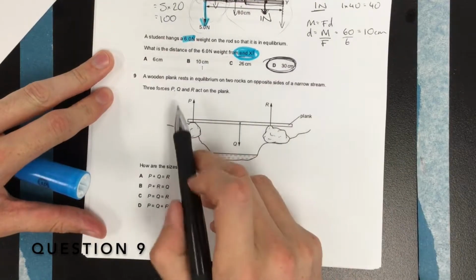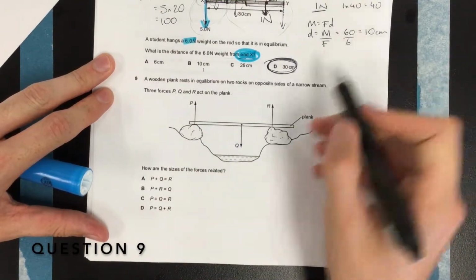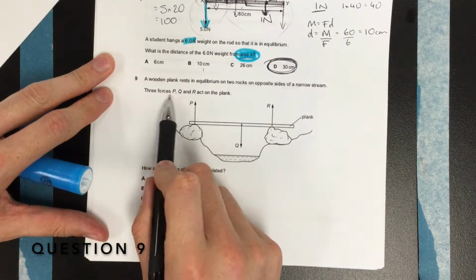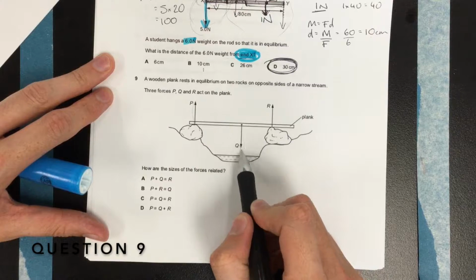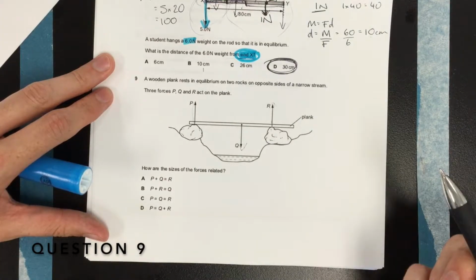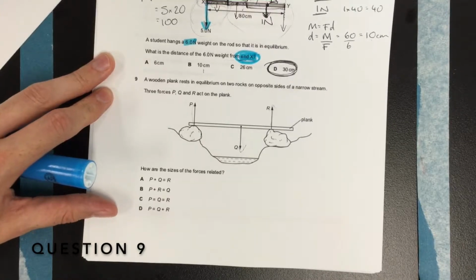Question 9. A wooden plank rests in equilibrium on 2 rocks on opposite sides of a narrow stream. 3 forces P, Q, and R are acting on the plank. Here's P, here's Q, here's R. How are the sizes of the forces related?